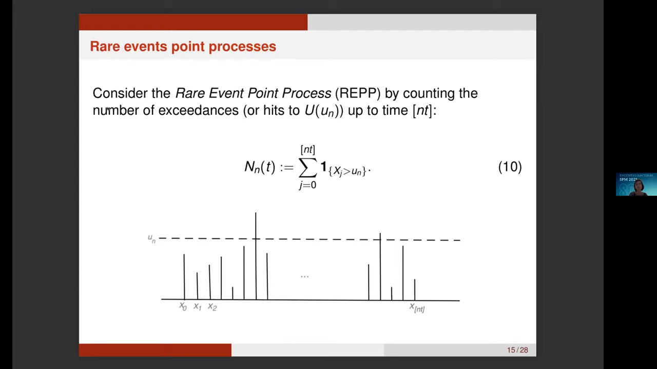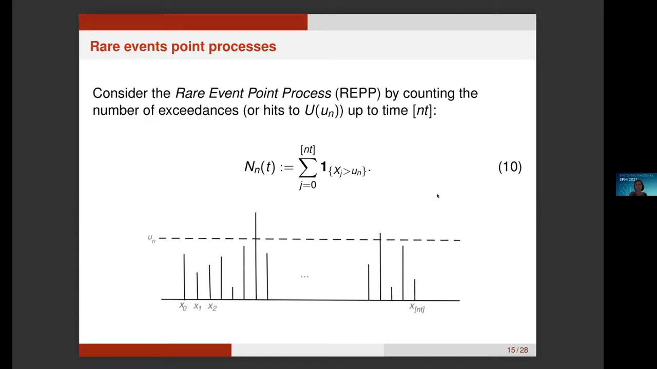Another important and related problem is the study of rare event point processes, which count the number of exceedances in certain time intervals. So in order to obtain a non-degenerate limiting process, we essentially count how many exceedances we have of the level u_n among nt observations, okay? And we recall that among n observations, by condition D2, the expected number of exceedances is approximately tau. So among nt observations, the expected number of exceedances is approximately tau t. Okay, and in fact, we have seen that if D2 and D prime hold, then we have in the limit a Poisson process with mean tau t, this means with intensity tau.